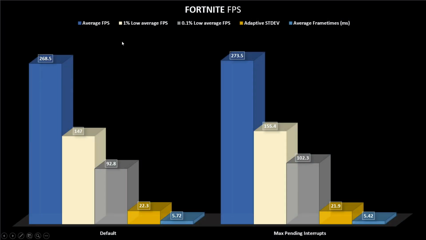As you can see, the average FPS in Fortnite was better by 5 FPS. We're getting 5 more FPS in average FPS. We're getting 8 more FPS on 1% lows, and 10 FPS on 0.1% lows. The WTS dev is almost the same, and the average frame times again the same, but it's better with max pending interrupts.